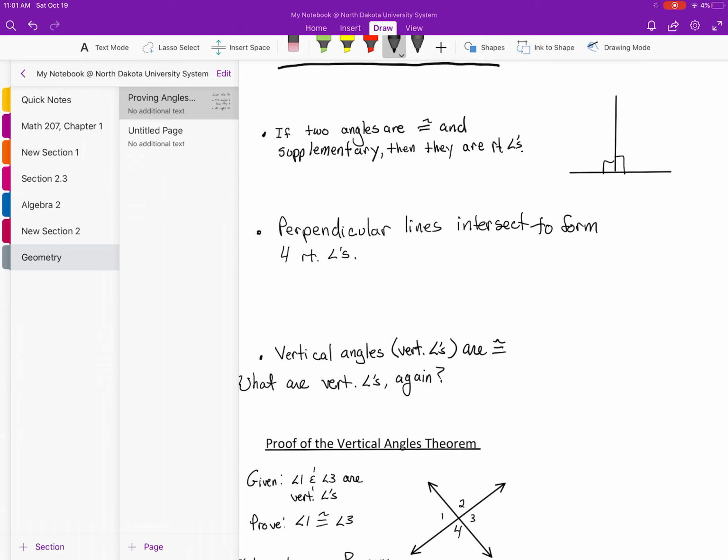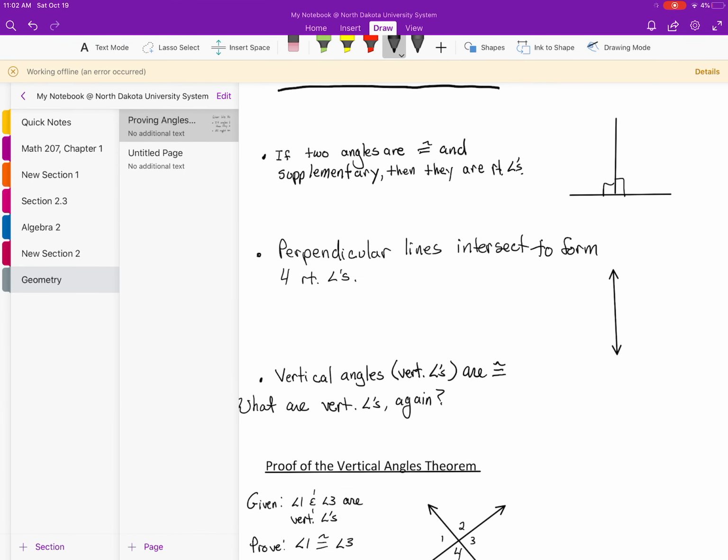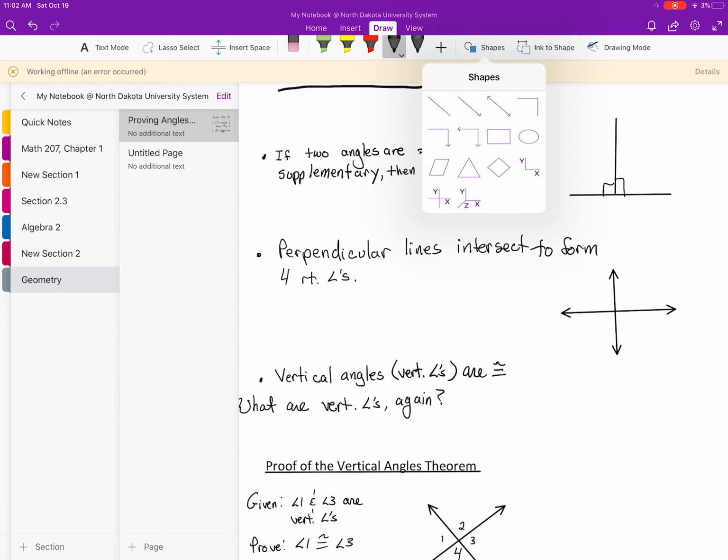Perpendicular lines intersect to form four right angles. Again, we probably don't need much to convince ourselves that this is true, but let's do it anyway. Let's draw. Oh, I'm sorry, you guys. I keep hitting my screen, but I have to rest my hand on this. Okay, so there are two lines, roughly perpendicular. For the sake of this argument, we're going to call these all perpendicular.